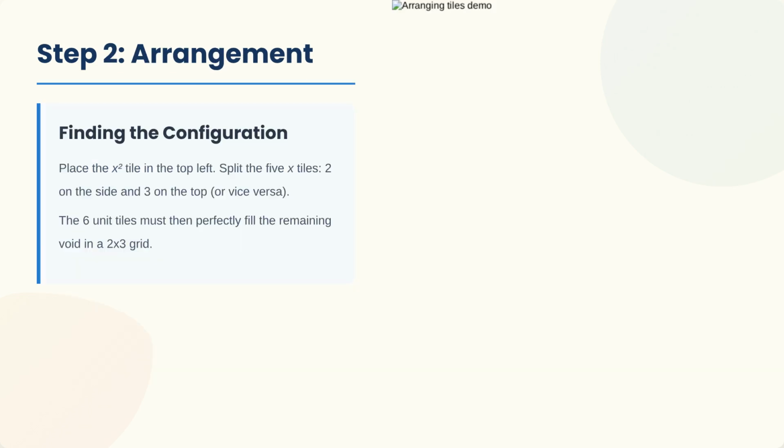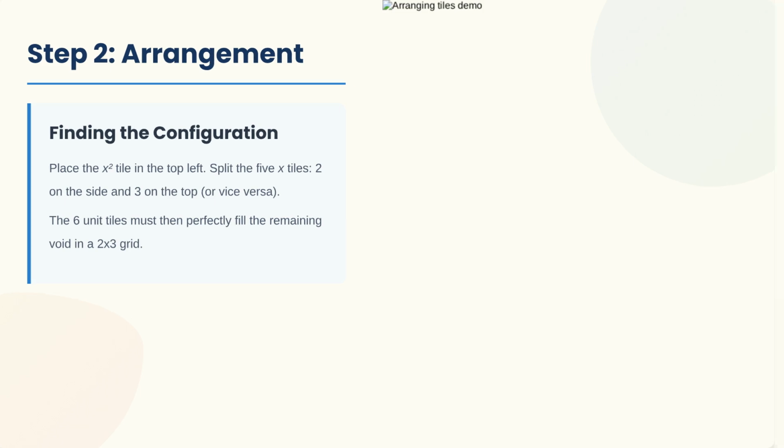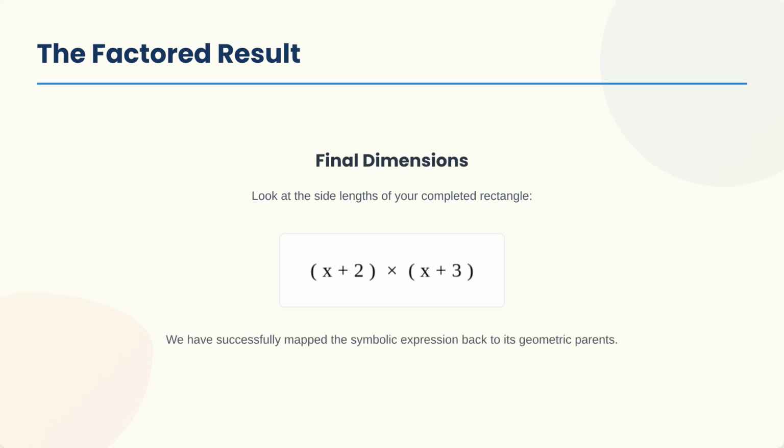Next, we arrange them. Place the x squared tile in the top left corner. Split the 5x tiles by placing 2 on the side and 3 on the top. The 6 unit tiles will then perfectly fill the remaining void to form a 2x3 grid. Once the rectangle is complete, look at the side lengths. You will see the dimensions of your rectangle correspond to your factors. You have successfully mapped the symbolic expression back to its geometric parents.